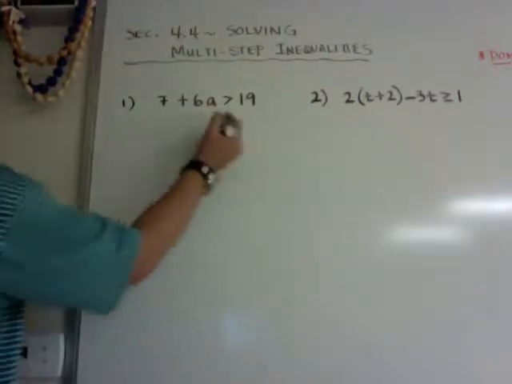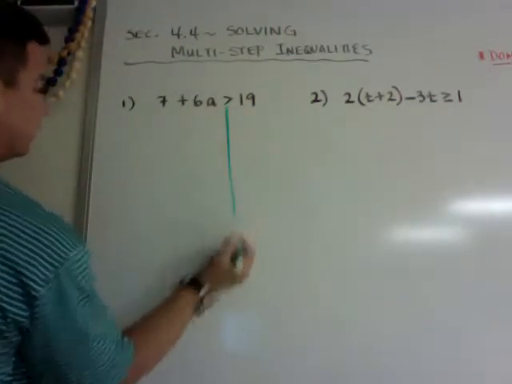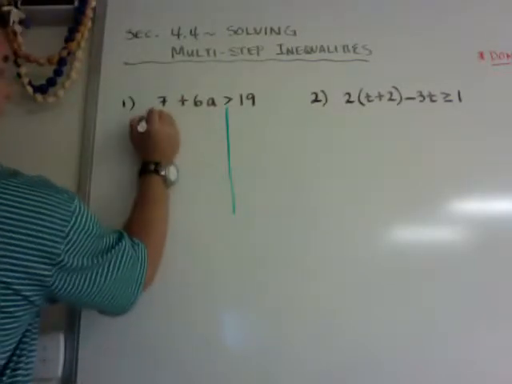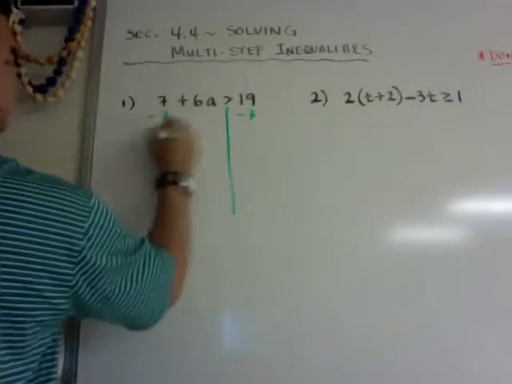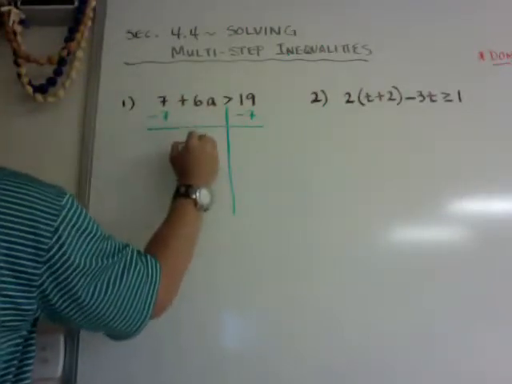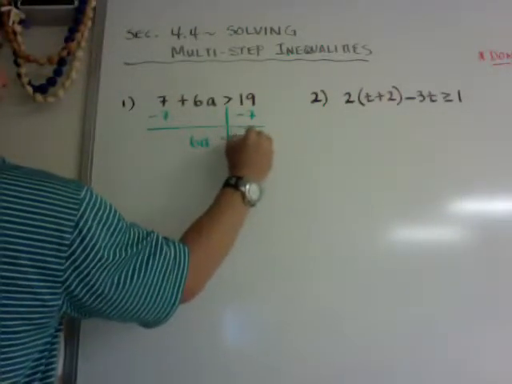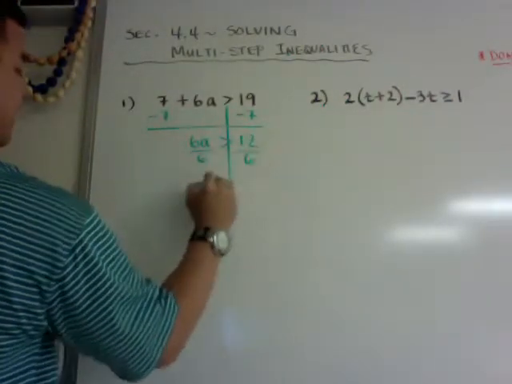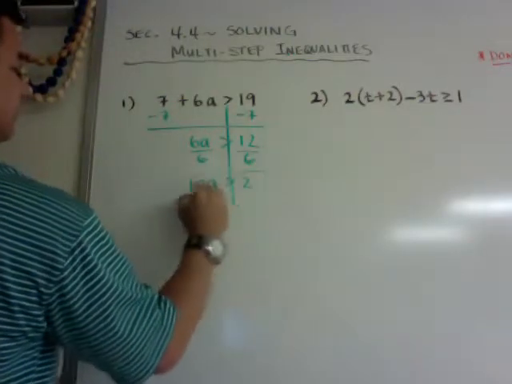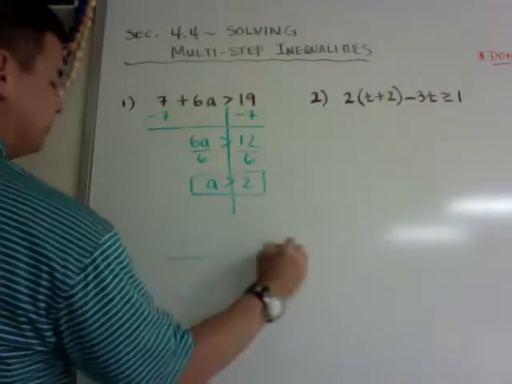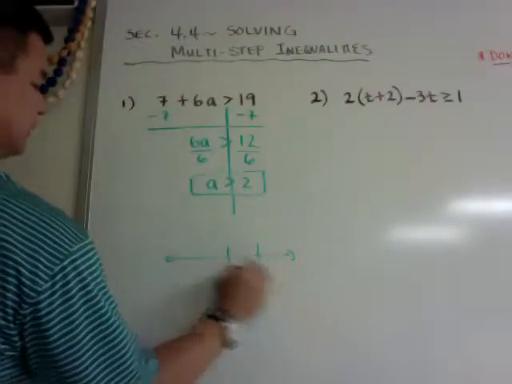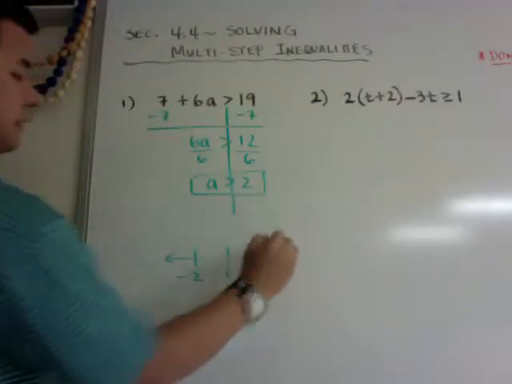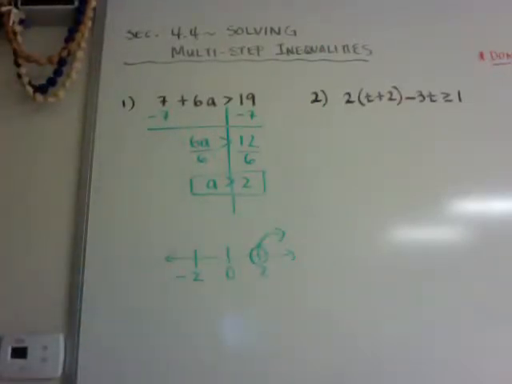So the first one here, same thing as the equal sign, I can draw a line down there to balance the inequality. I'm going to minus 7 from both sides. That makes that gone, and I'm left with 6a is greater than 12. I divide both sides by 6, and I get a is greater than 2. Pretty simple. And then when I graph it, 0, 2, negative 2. A is greater than 2, open circle on 2, going to the right. Pretty simple and basic there.